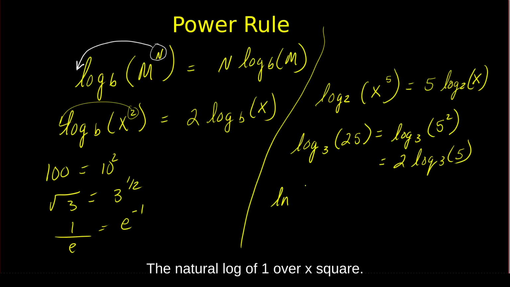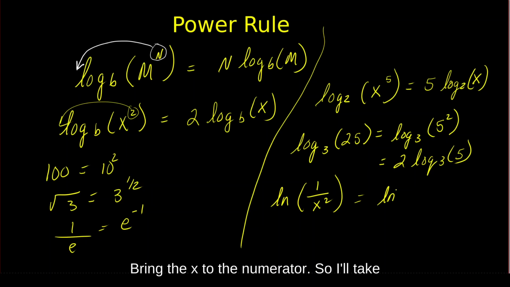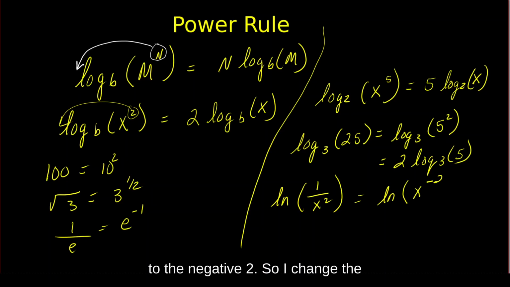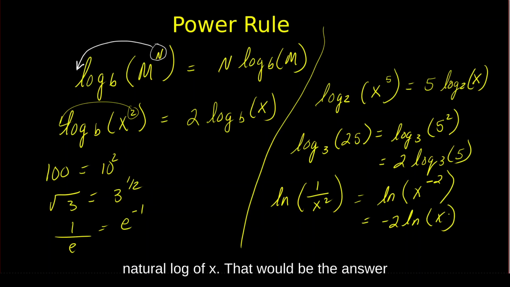The natural log of 1 over x squared. Okay, so that's equal to the natural log. Bring the x to the numerator, so I'll take the reciprocal of that. That will be x to the negative 2. So I change the exponent. And now I can say minus 2 ln, or natural log, of x. That would be the answer to all those problems. Okay.